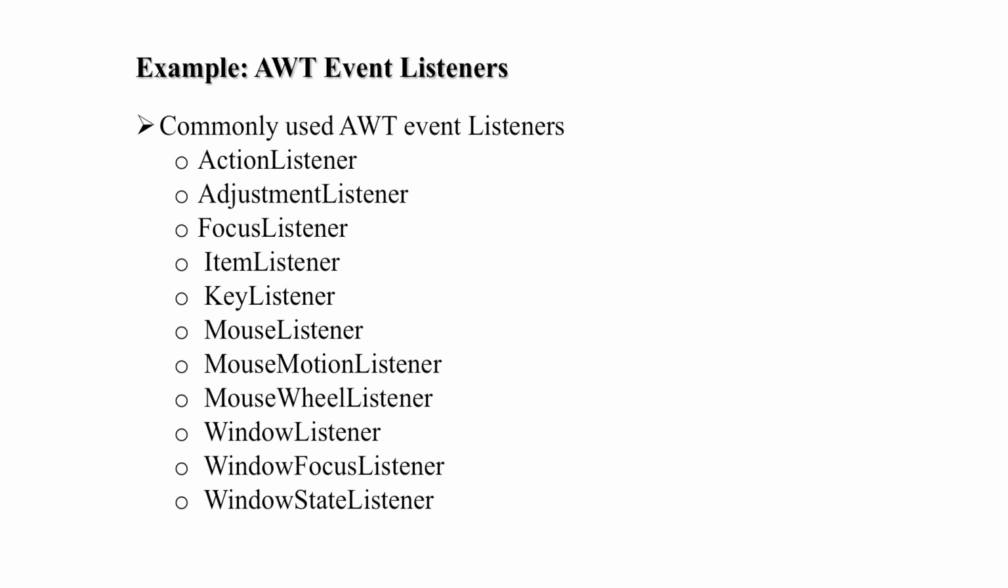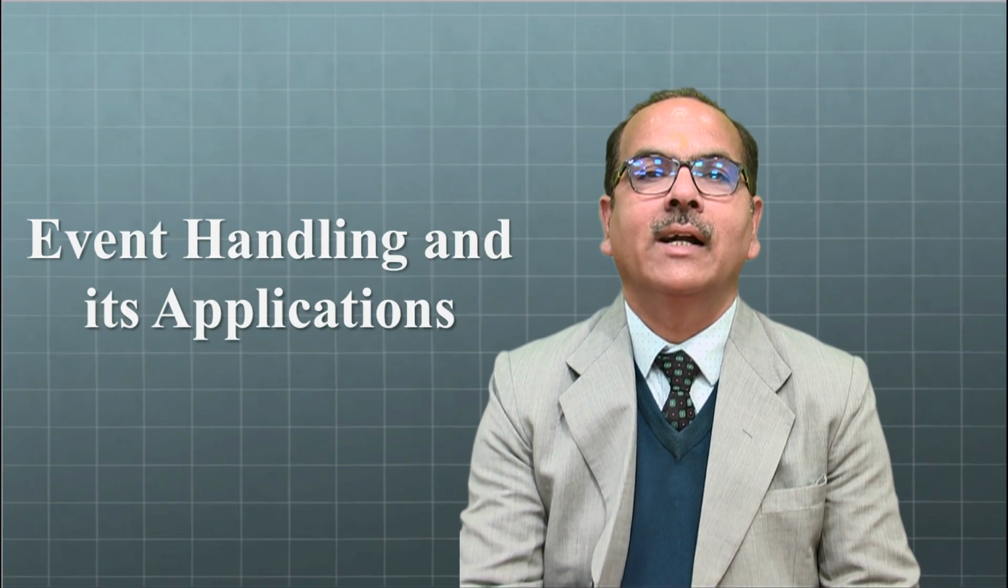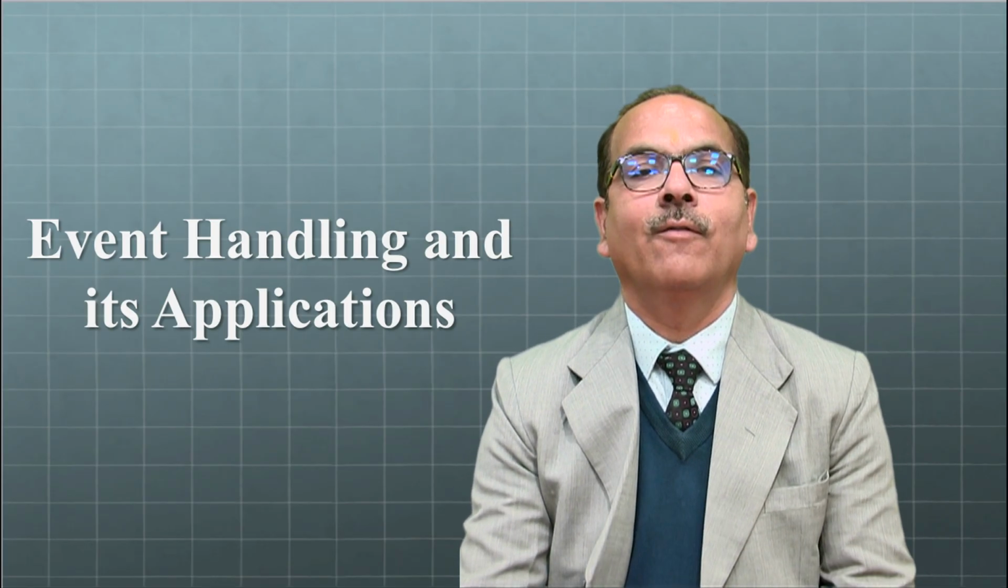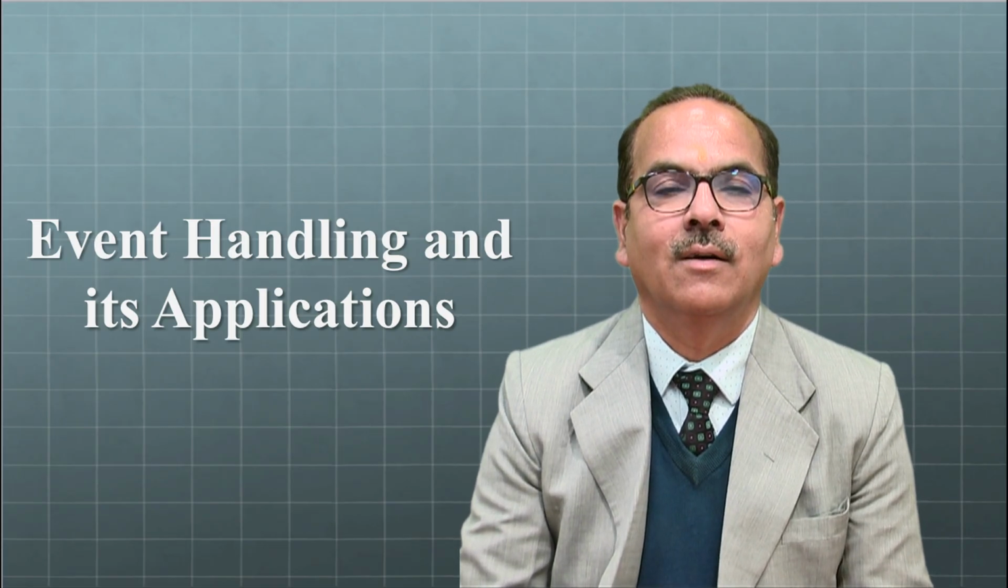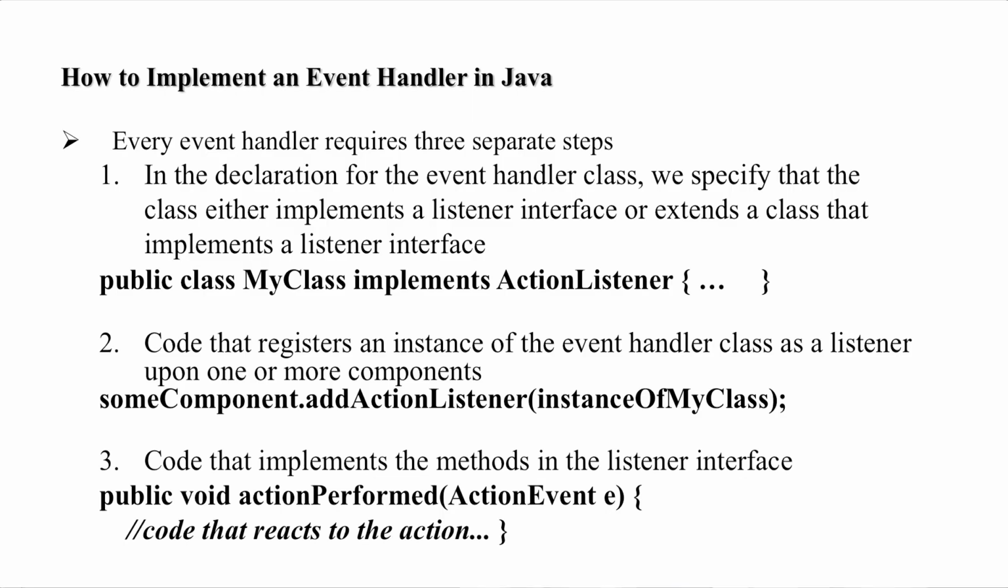AWT event listeners. We have different Abstract Window Toolkit event listeners: action listener, adjustment listener, focus listener, item listener, key listener, mouse motion listener, mouse wheel listener, window listener, window focus listener, window state listener. So these are different AWT event listeners for the various types of events we have taken up earlier.